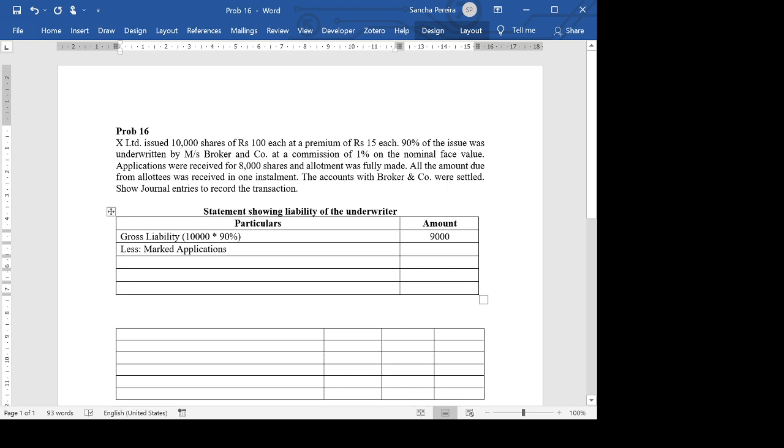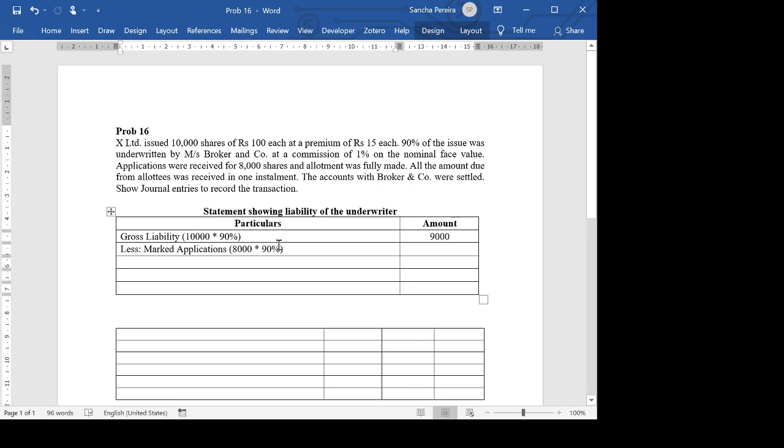Okay, so not to waste much time. Whenever marked applications are not given to us, but we know the total applications that have been received from the public, what we do is just a simple thing: take the total applications and multiply it by the percentage that is underwritten. Since we don't know what is marked and unmarked, we are assuming that 90% of this will be in favor of the underwriter, since the underwriter has underwritten 90% of the issue. That's the only way we can do it. There is no other way. So if marked applications are not given to you, just multiply the total applications with the percentage underwritten. This is the formula.